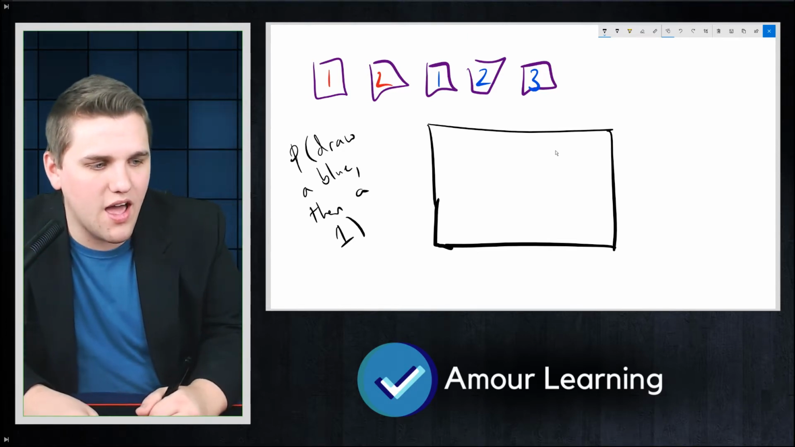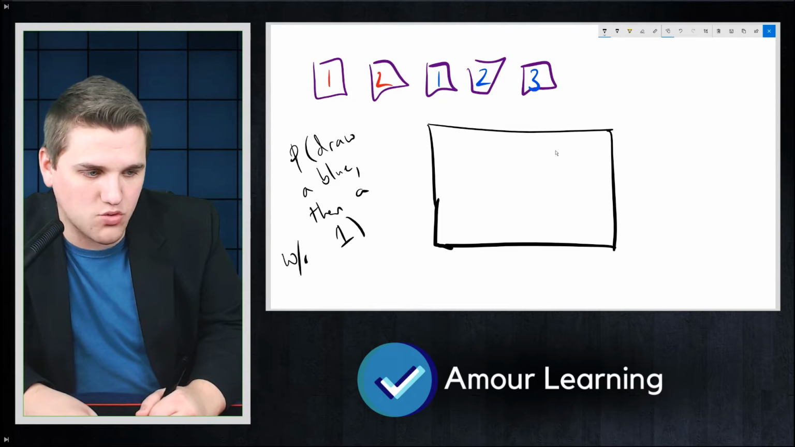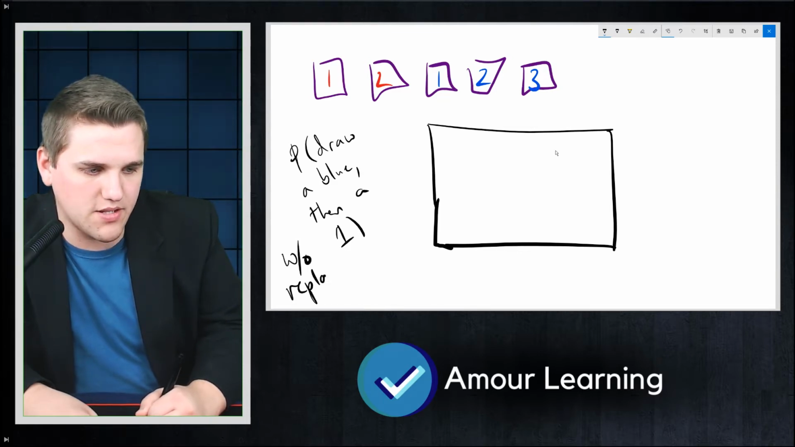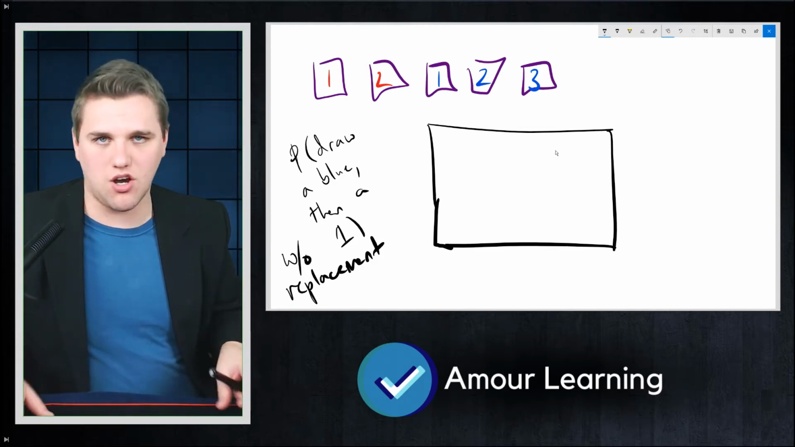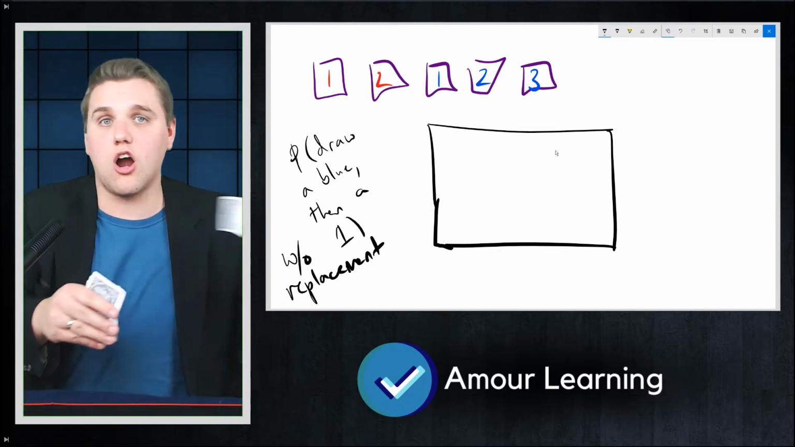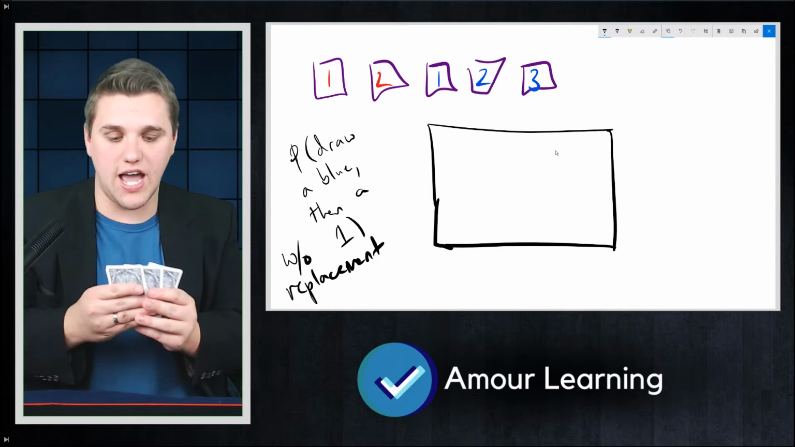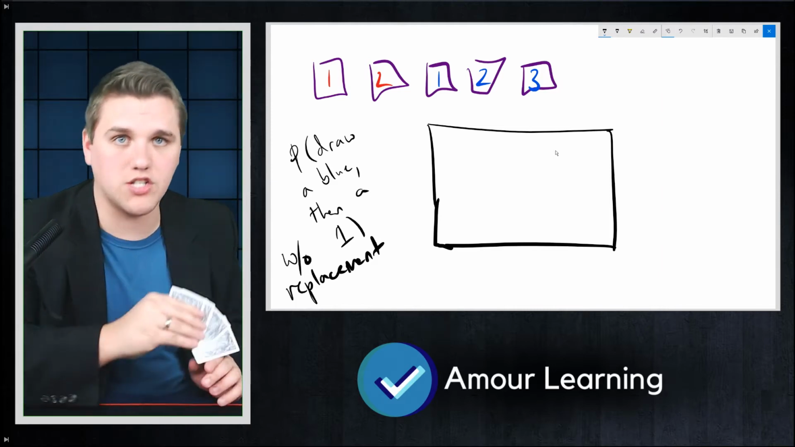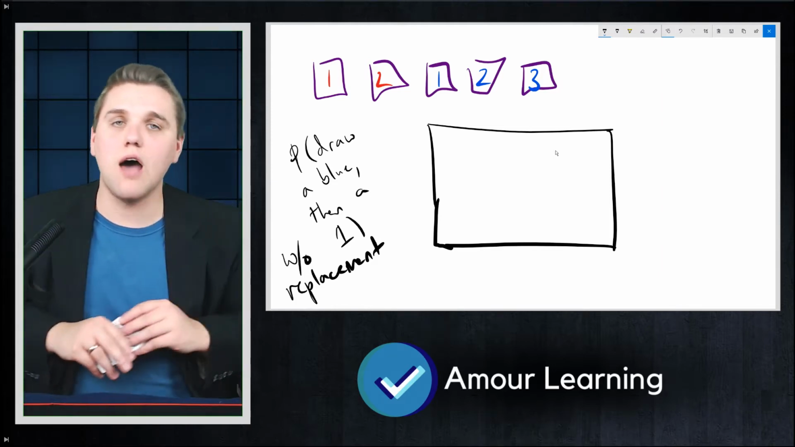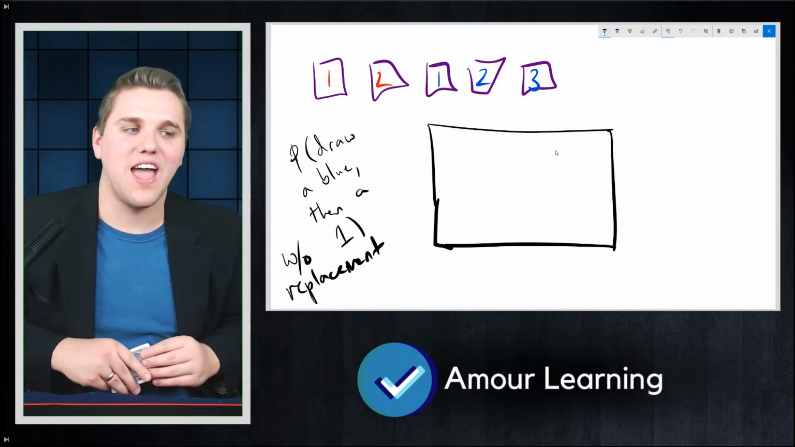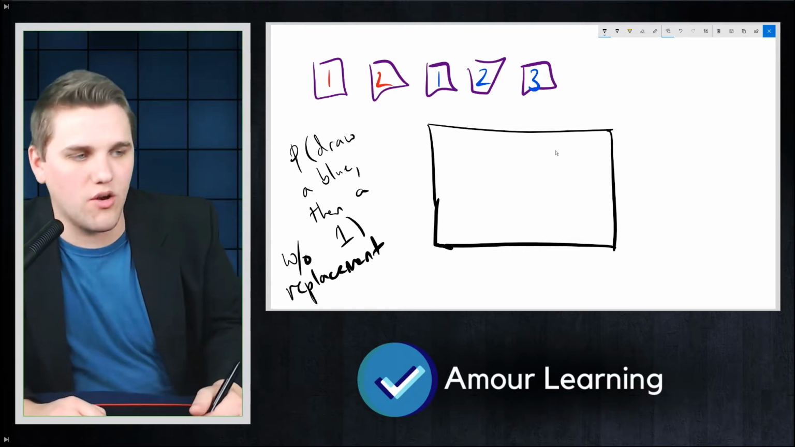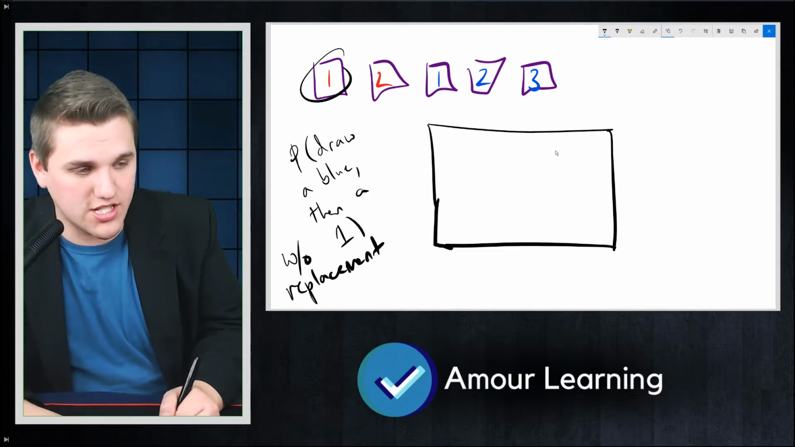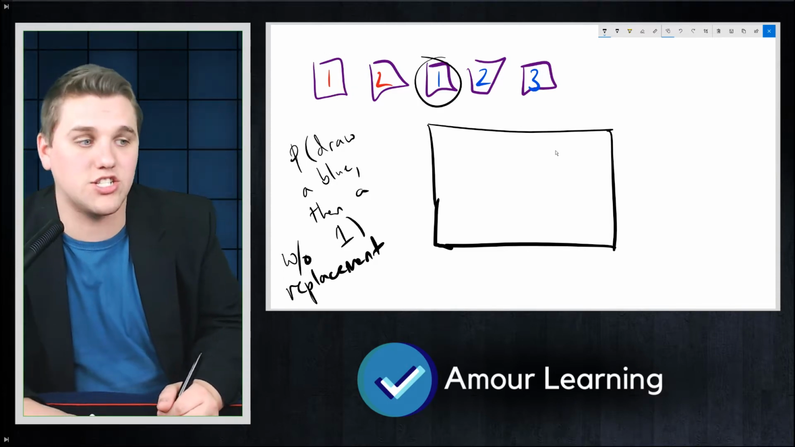Now that being said, I should have clarified that this is without replacement. So we are not replacing any of these cards. The idea is when you draw a card, you're going to put that card to the side and you're only going to be confronted with 4 cards for the second decision. So you have to draw a blue and then without replacement, draw a 1. That's why I was saying some cases you might only have 1 1, some cases you might have 2 1s. It just depends on what you draw.